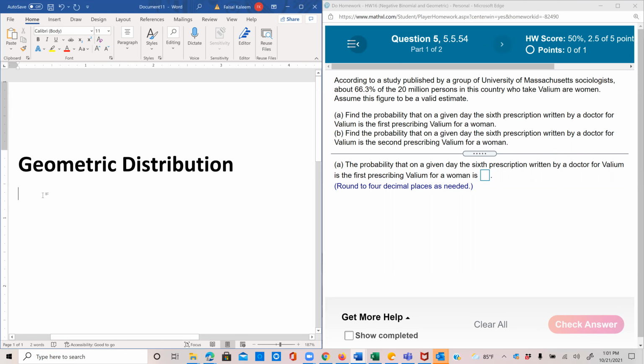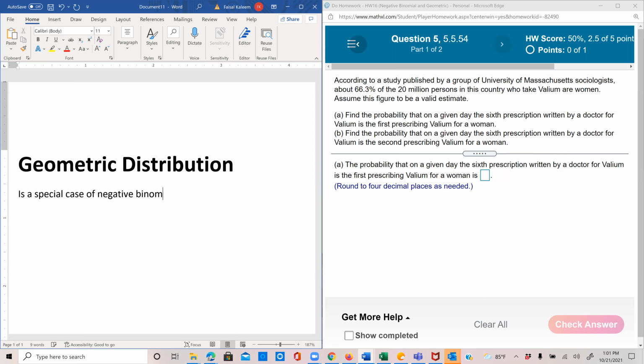Geometric distribution. Now, geometric distribution is a special case of the negative binomial distribution. Remember, in negative binomial distribution, we are talking about how many trials it takes to get k successes. So if k is 1, meaning we're only talking about how many trials it takes to get the first success, then that becomes geometric distribution.